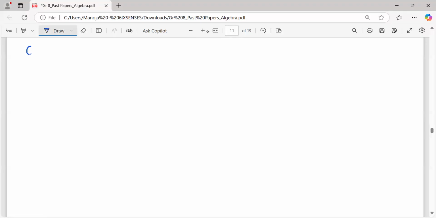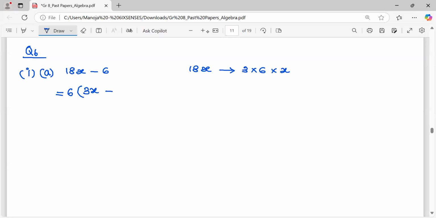Question number 6, Roman number 1, part A, 18x minus 6. I know that the 18x I can write in a different way. How? 3 times 6 times x. So that means I can take 6 out, 3x minus 1.